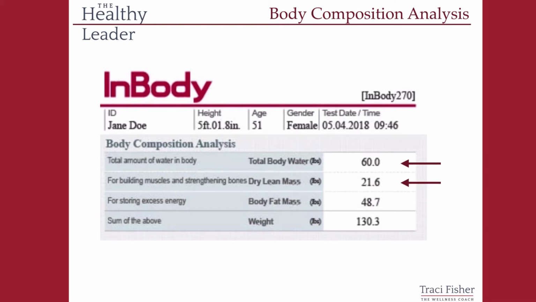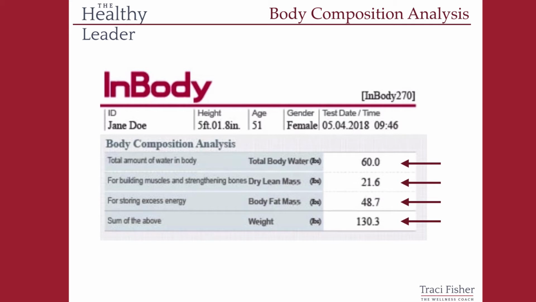The next section is your dry lean mass. The dry lean mass is the weight of the protein and the mineral content in your body. And then the third one there is your body fat mass. This basically reports all of the body fat, including the surface level or subcutaneous, as well as the internal or visceral fat in your body. And when you add those 3 areas up, that is where you get your weight.